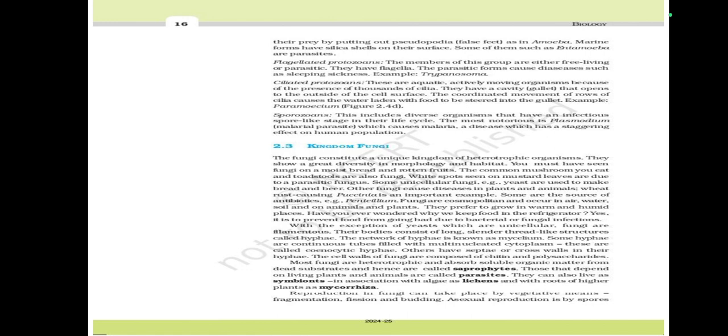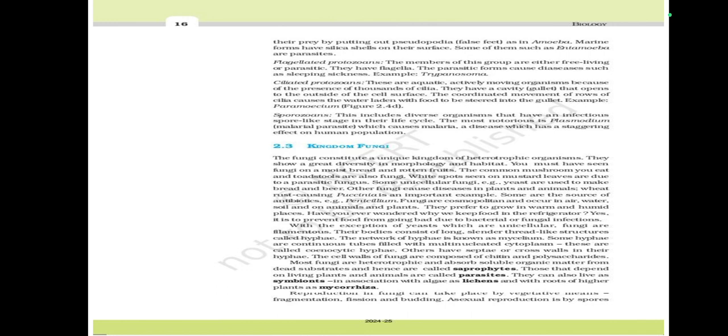Some unicellular fungi, for example yeast, are used to make bread and beer. Other fungi cause diseases in plants and animals. Wheat rust caused by Puccinia is an important example. Some are the source of antibiotics, for example, Penicillium. Fungi are cosmopolitan and occur in air, water, soil, and on animals and plants.